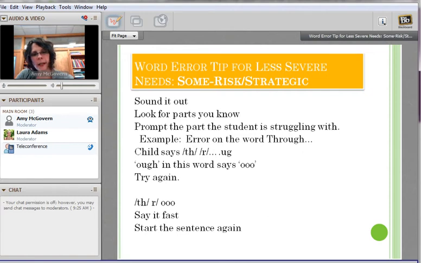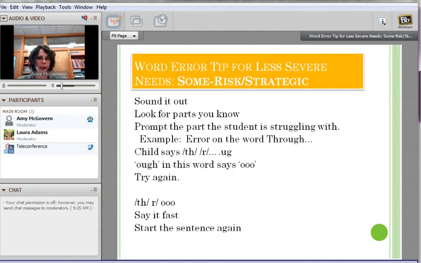Okay, so tips. For those students who are in that yellow box, whose accuracy is more in that strategic range, the research suggests that you ask the students to sound out the word first and look for the parts they know, and then have them sound it out and read for content. Again, start the sentence over.